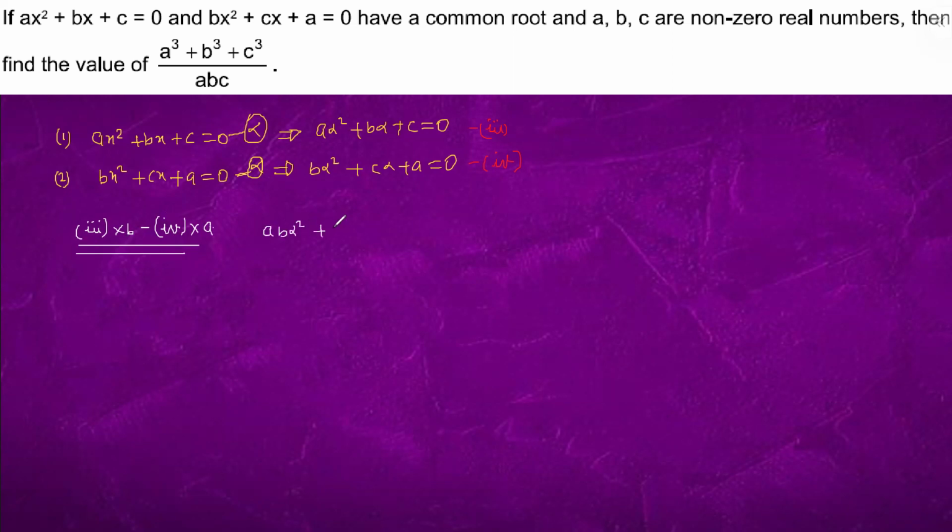ab alpha square plus b square alpha plus bc equals to 0, and we have ab alpha square plus ac alpha plus a square. Okay, wait, here we made some mistake. We multiplied equation 3 with b: ab alpha square plus b square alpha plus bc, and it is ab alpha square plus ac alpha plus a square equals to 0. Subtract this. This is simply b square minus ac alpha is equal to a square minus bc.